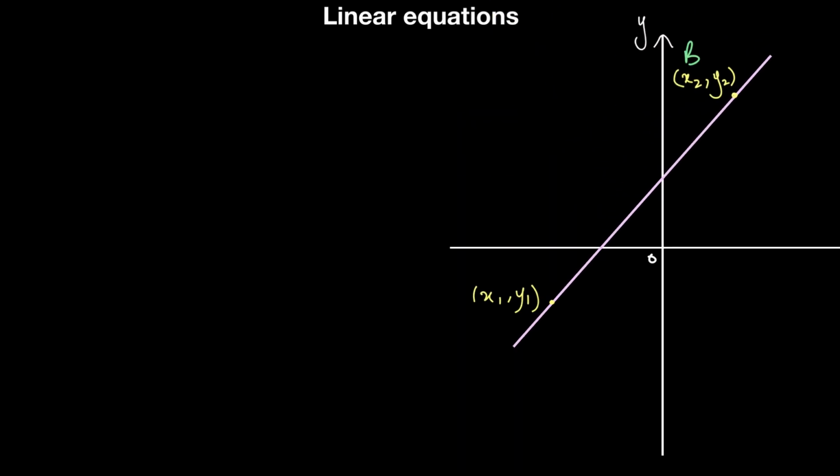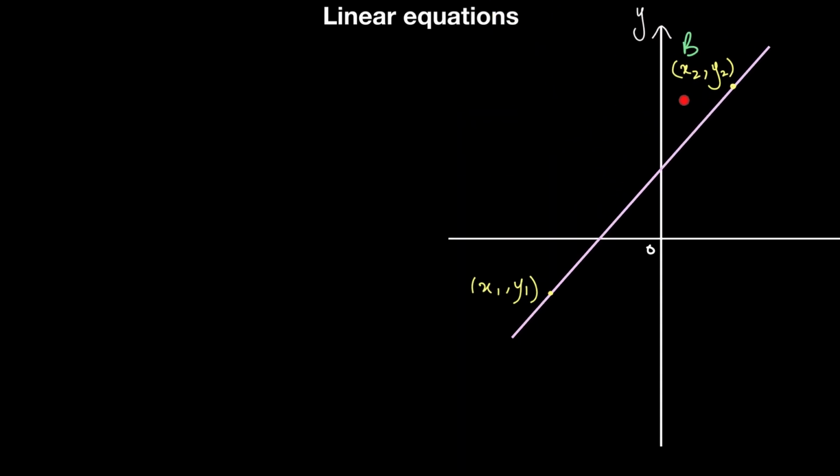So let's say that we have a straight line with the points A and B. How do I find the distance between A and B? In other words, how do I find the shortest distance or the length of this line segment AB?